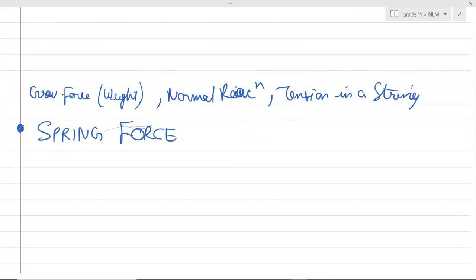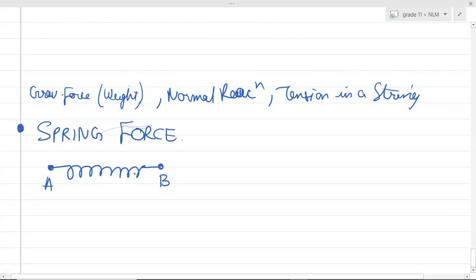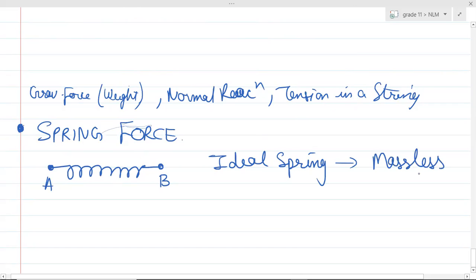Now let's bring a spring. So let's say this is your spring. Everybody has seen a spring, right? है ना? ऐसा तो बोलना नहीं कि नहीं करा. There are some assumptions with the ideal spring. We assume ideal spring to be massless. Okay?